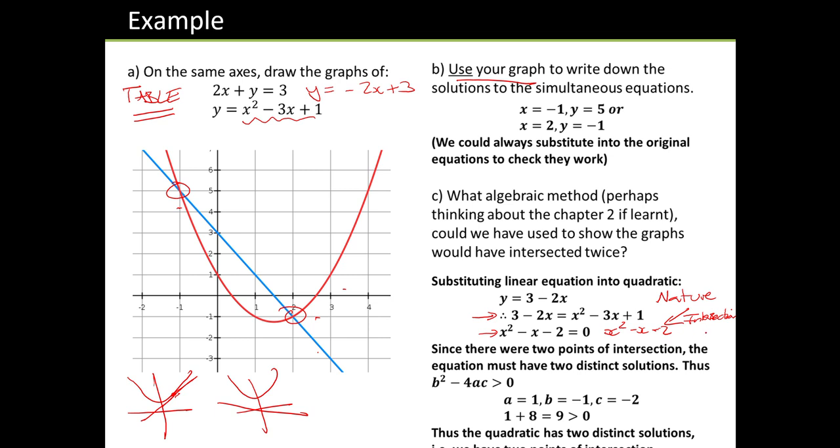Or even if there is any intersection, we don't need to draw it, but if we solve it, or we use, in this case, we're going to use the discriminant on it, it tells us things. So the a value is the coefficient of x squared, so that's a 1. Okay. The b value is the coefficient of x, which is minus 1.